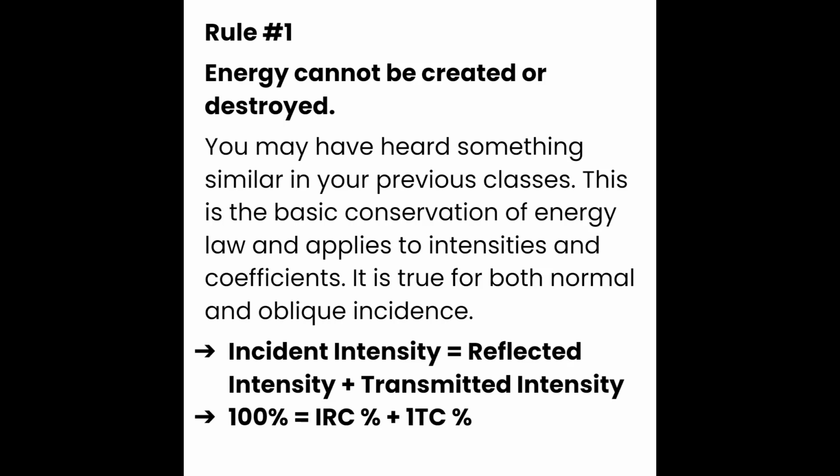We're going to see these formulas again later, but they are directly derived from the fact that energy cannot be created or destroyed. So we're going to see that the incident intensity is going to be equal to the reflected intensity and transmitted intensity. The energy from the incoming beam has to be split between the reflection and the transmission. And if that is true, it's also going to be true that 100% of the energy is divided again into the intensity reflection coefficient and the intensity transmission coefficient.